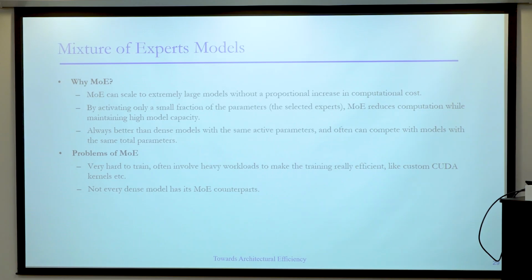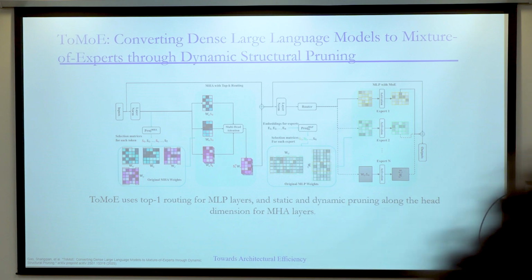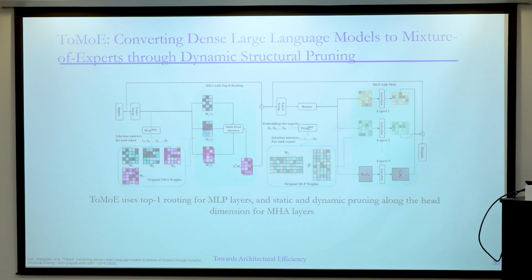Facing these problems, we propose a solution where we try to convert these dense models to mixture of expert models. We call this work 2MoE, and we try to convert dense large language models to a mixture of experts through dynamic structure pruning. In short, 2MoE uses top-one routing for MLP layers and static and dynamic pruning along the hidden dimension for the multi-head self-attention layers.